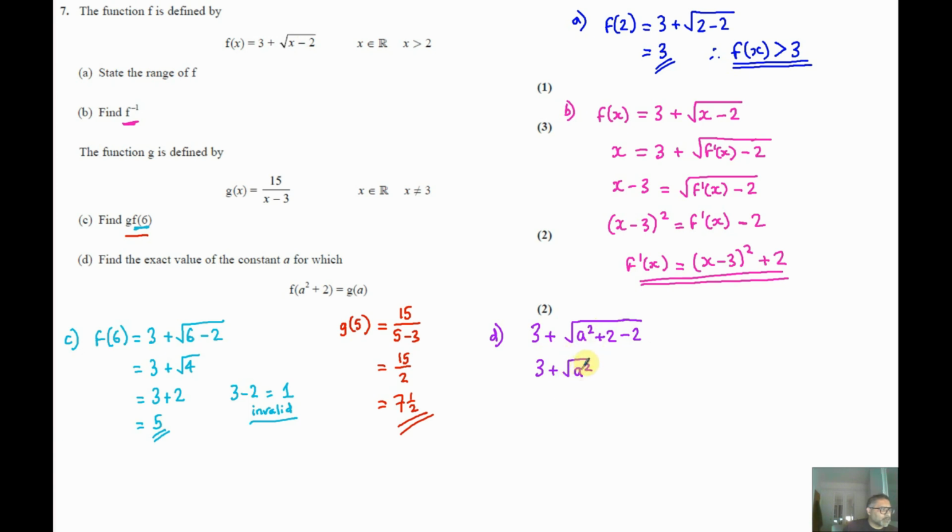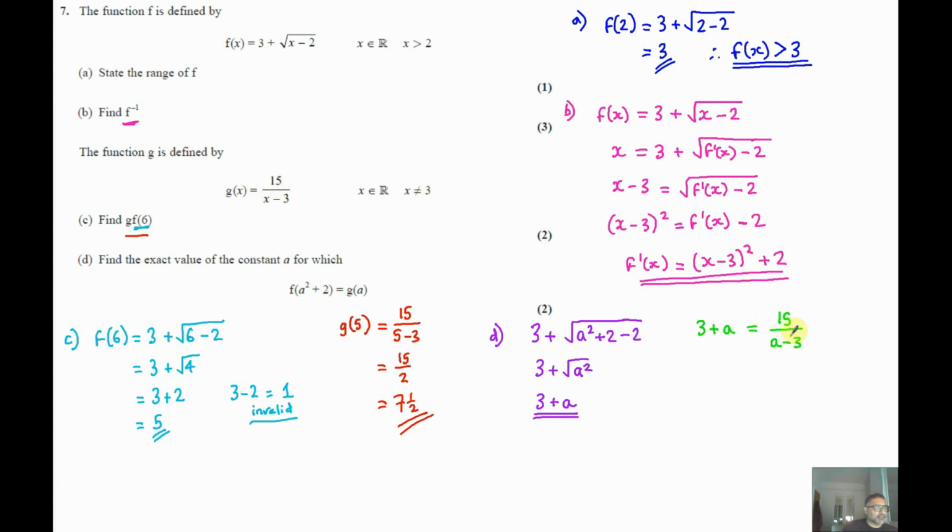Now if you square root a squared, again you'll get plus or minus, and again we can use 3 plus a because we know that our output must be bigger than 3. We can't use 3 minus a because whatever minus a is, if it's a non-zero value, it's going to be less than 3 and it would be invalid for this function. So from there I now need to set that up as an equation. So when is 3 plus a, which is f of a squared plus 2, equal to g of a, which is 15 over a minus 3, switching our input to a from x.